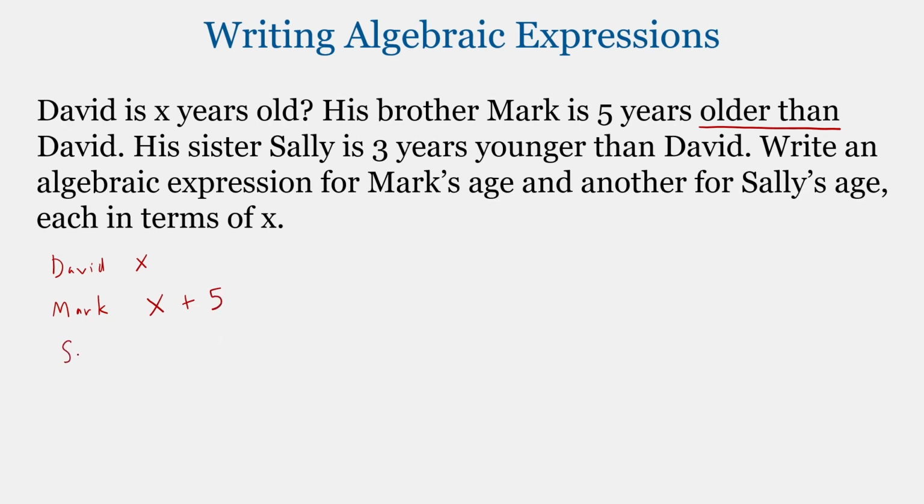And then with Sally, Sally is 3 years younger. So if you're younger, you have a smaller age. So we're going to subtract 3 years from David's age to get Sally's age. So David is X. Mark, who is 5 years older, is X plus 5. And Sally, who is 3 years younger, is X minus 3.